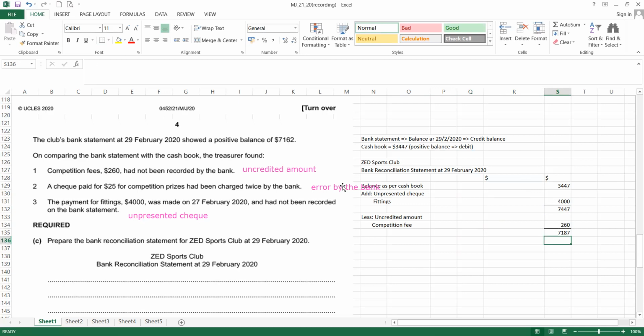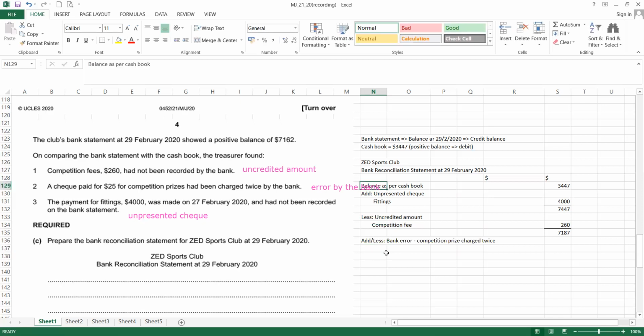Not yet finished, still got one more error by the bank. A check paid for 25 for competition price has been charged twice. About the formula, when it comes to bank error, the situation can be either add or less bank error. For this question, competition price recorded charged twice. For this one amount, 25, should you add or minus?